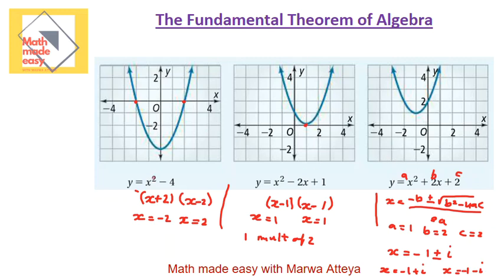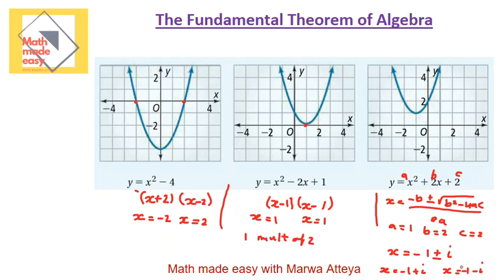First one gave you two real roots. Second one gave you a real root with a multiplicity of 2. So although it's only one root, it happened twice, so that counts as 2 roots. And the third one gave you 2 complex roots.